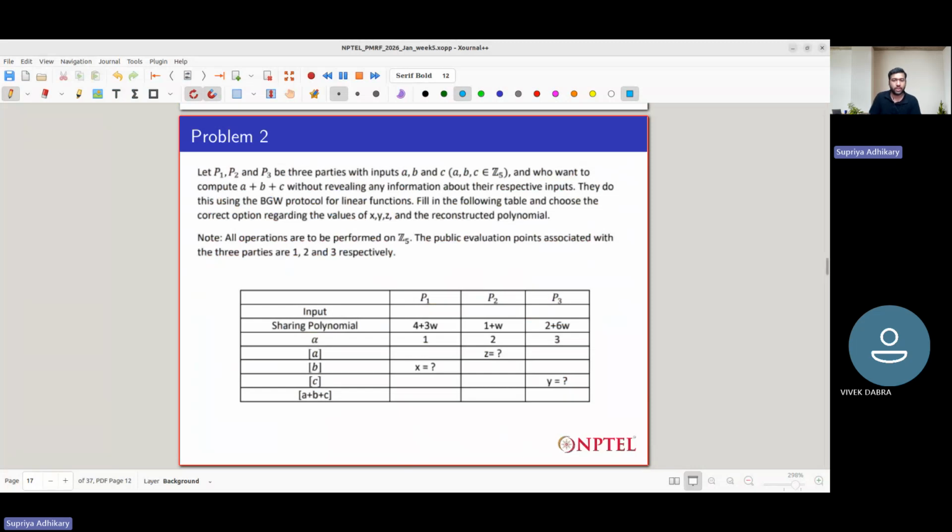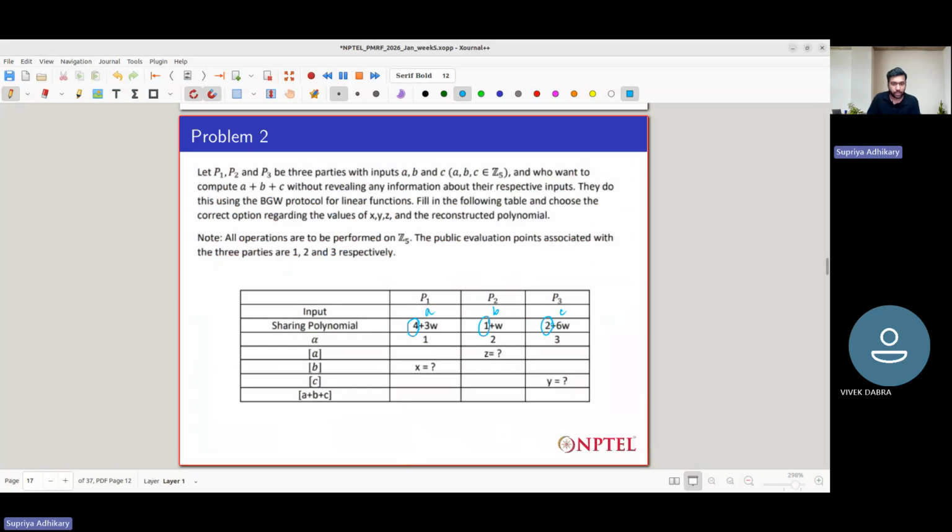The inputs over here are A, B, and C. P1 has A, B, and C, and their sharing polynomial is this. So these are nothing but A, B, and C: A is 4, B is 1, and C is 2. Alpha is basically the point at which the sharing polynomial is evaluated. Now we have to find X, Y, and Z, and whatever the share of A plus B plus C is.